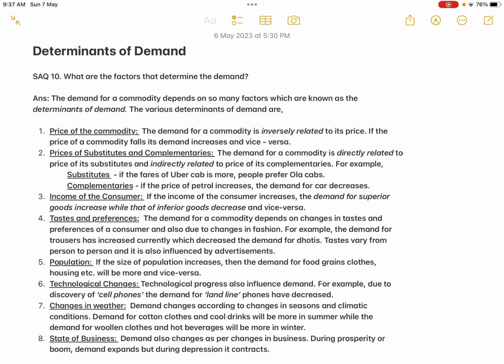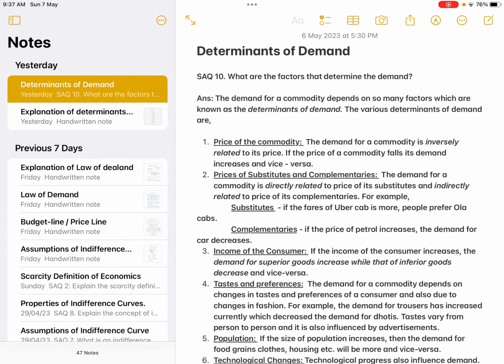Answer: the demand for a commodity depends on so many factors which are known as the determinants of demand. See, it is not only the price. Of course, the price is the most important factor that influences the demand for a particular commodity or service. But apart from price, there are so many other factors that affect the demand for a particular commodity. They are all known as the determinants of demand. So the various determinants of demand, as usual, I will briefly explain, then we will come back to the answer.